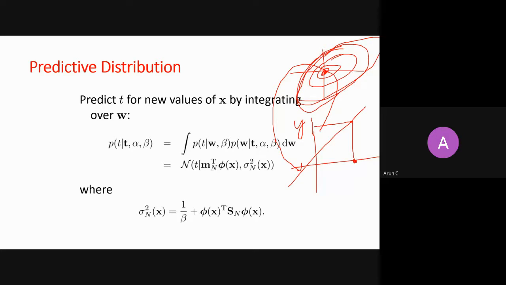Yes. Can anybody unmute and just answer me? Akash, you can go ahead. So how many lines are there in the distribution? Sir, infinite? Infinite. Very good.